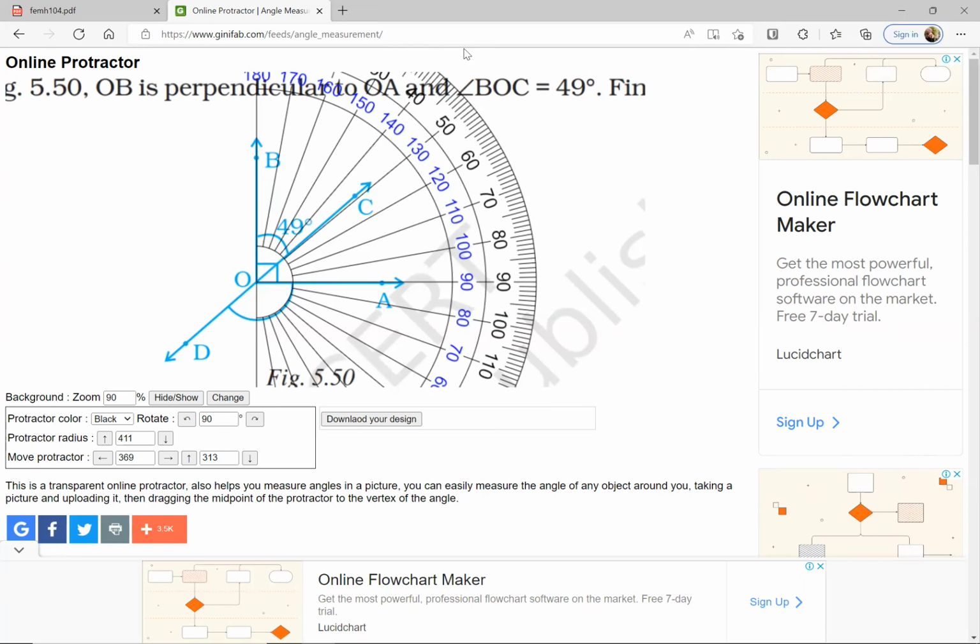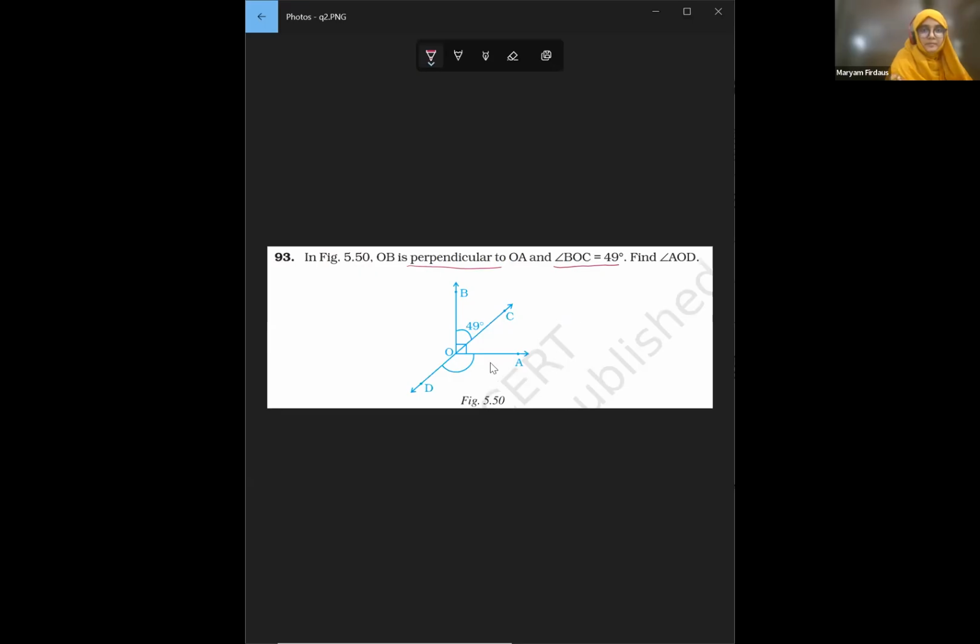Shall we move on with the question? Yes. Okay. Anyway, so we were talking about angle AOD. So you have to find angle AOD. Okay.